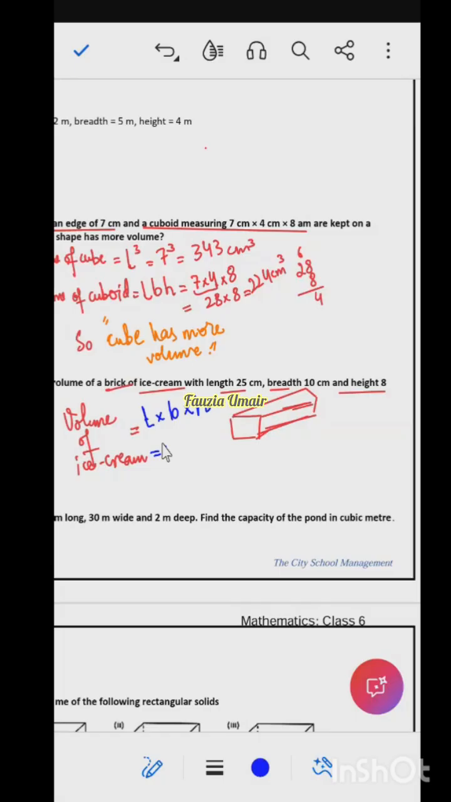So length is 25 centimeter, breadth is 10 centimeter, and height is 8 centimeter. So what is 25 multiplied by 10? 250. 250 multiplied by 8. 2000 centimeter cube. Very good. Centimeter cube. Okay, beta?